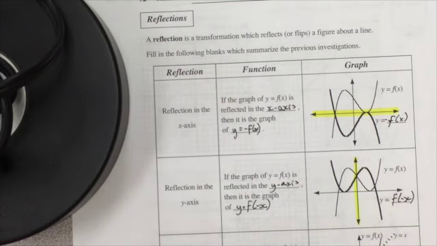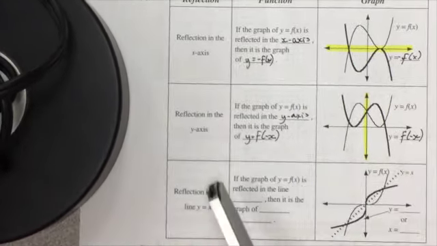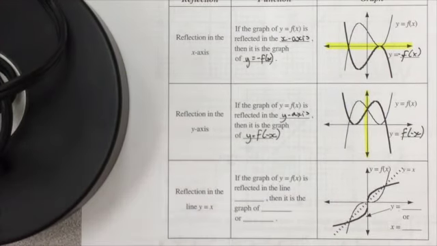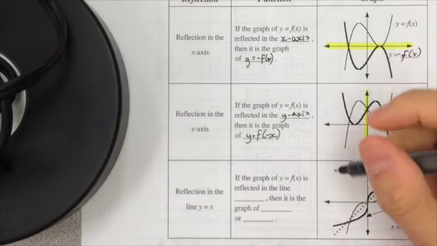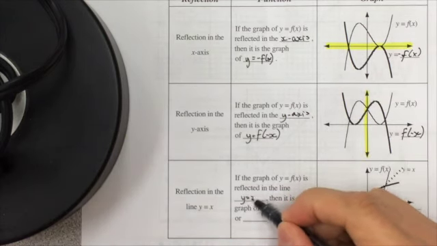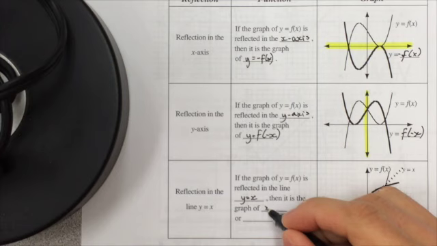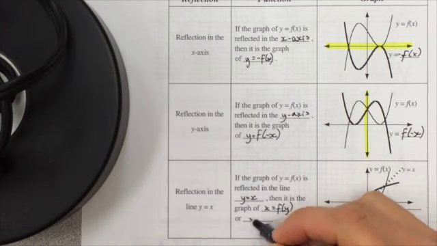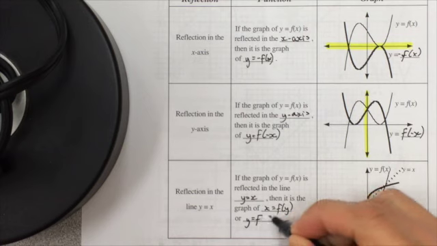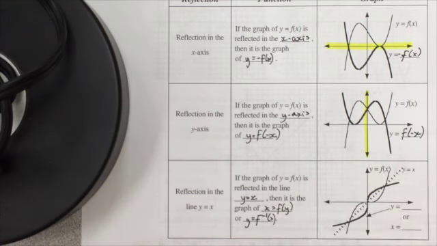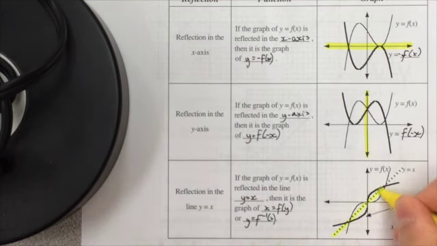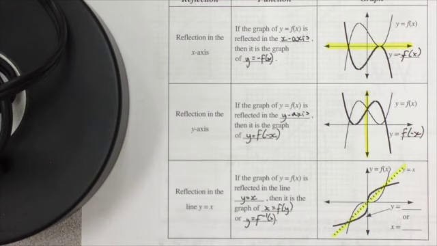Now, if it's a reflection in the line y equals x, remember this is an inverse function. If the graph of y equals f of x is reflected in the line y equals x, then it is the graph of x equals f of y, or y equals f inverse of x. And this is a reflection here across y equals x.